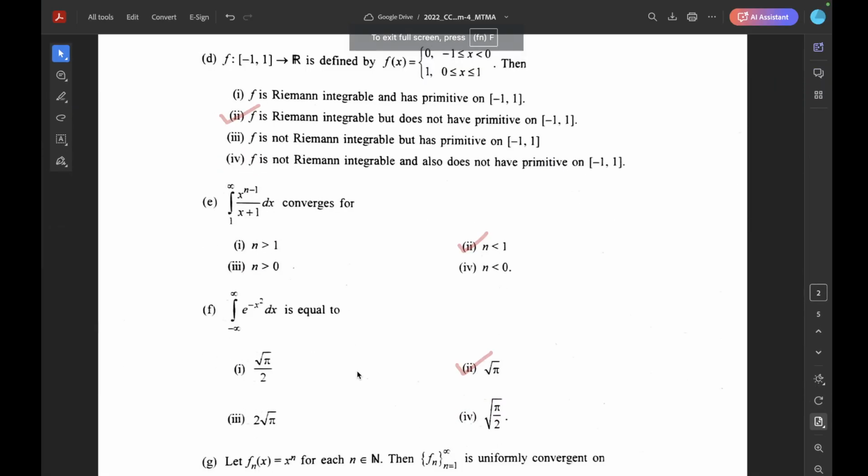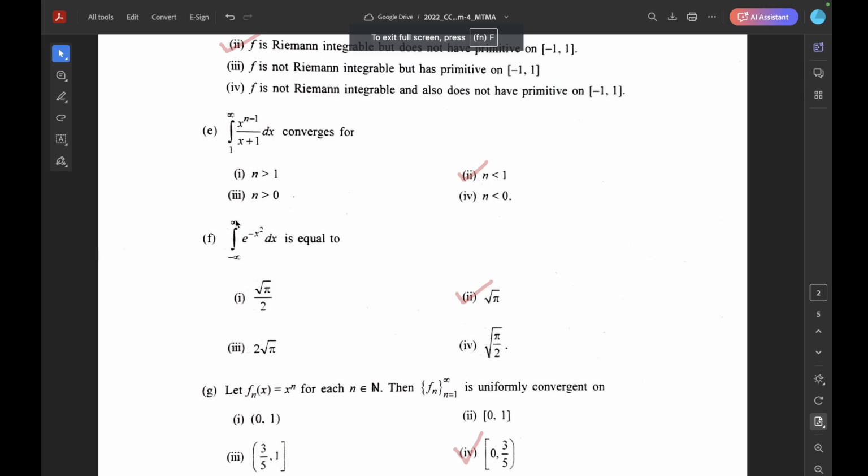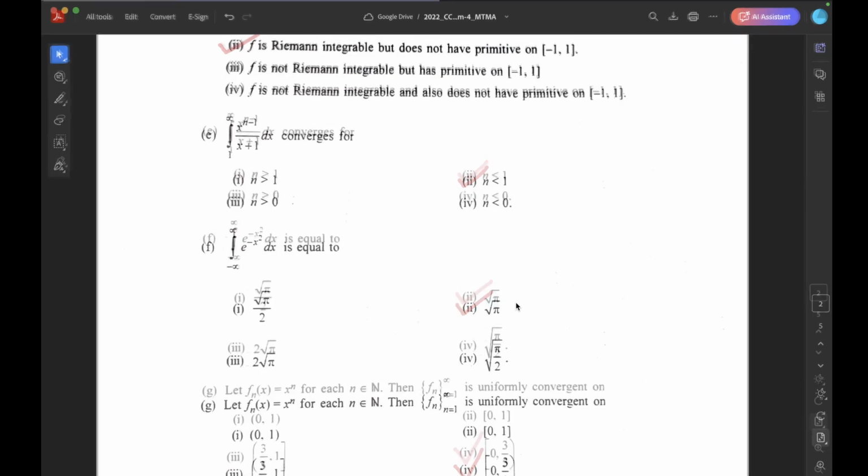Next question, F. Improper integral from minus infinity to infinity of e to the power minus x squared dx is equal to, correct option 2, root over pi.